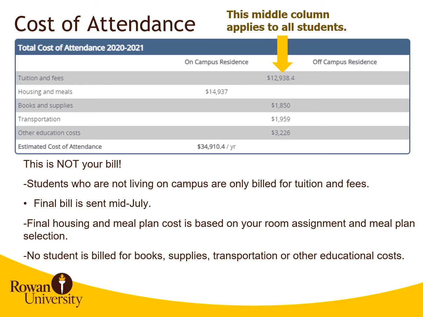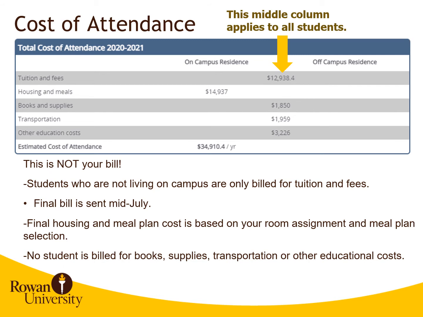That's for all students. But if you're commuting to school, that's pretty much it. Nothing else on this list here, like the housing and meals, books and supplies, or transportation will be billed to you. If you're living on campus, you're going to use the first and second lines on this cost of attendance. So the tuition and fees and the housing and meals estimate.